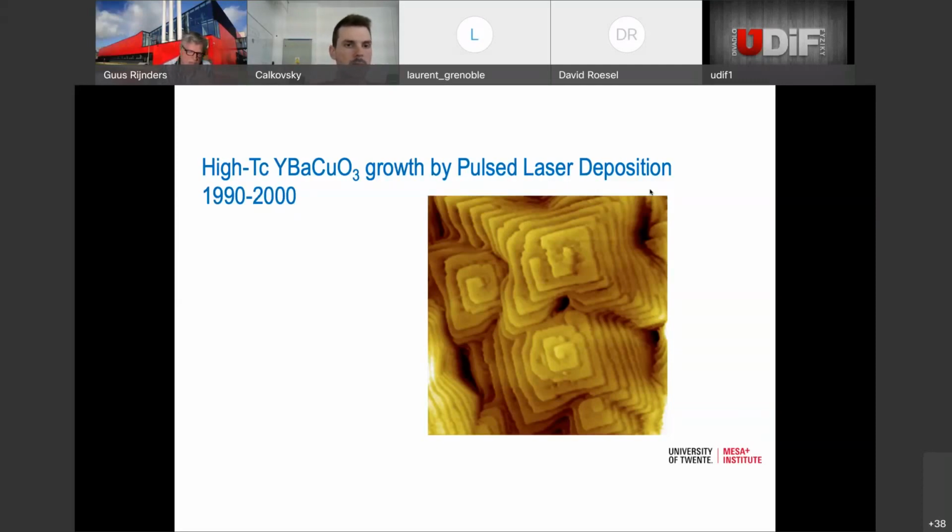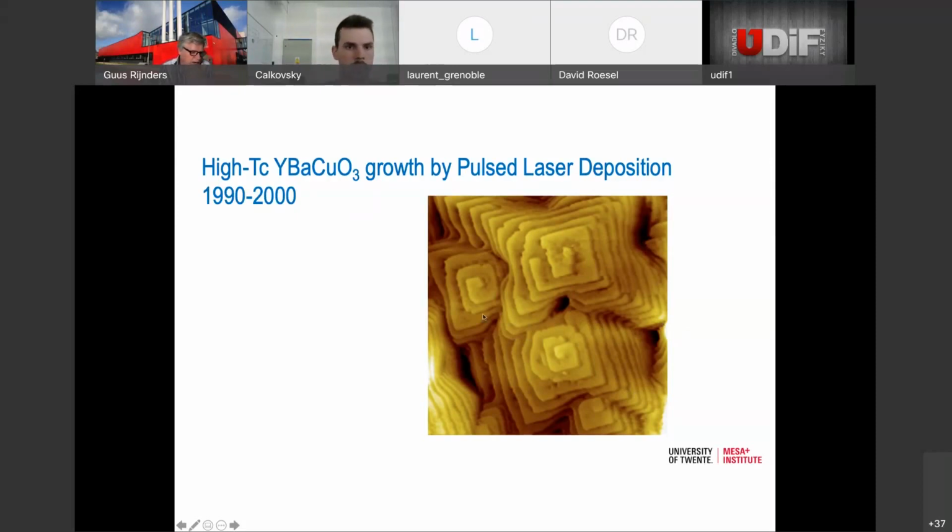And what you can see are growth spirals. You clearly can see that these islands are made out of spirals. Every step that you go down in this growth island is exactly one unit cell layer of this high TC superconductor, which is close to 12 angstroms or so. So you have epitaxial growth, but for a lot of applications, these growth islands and also related defects at the growth edges played an important role in the properties.